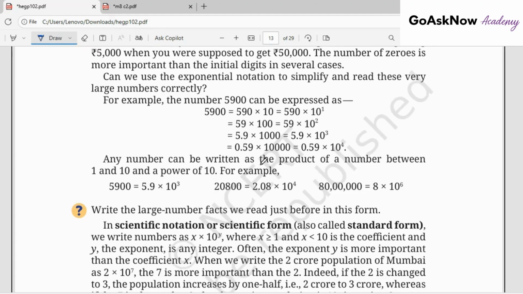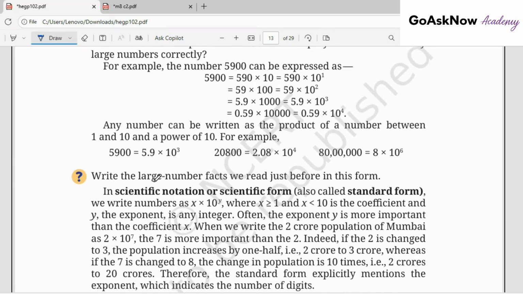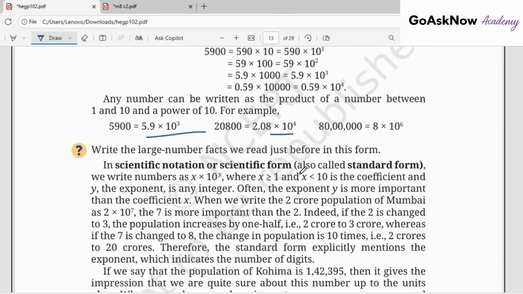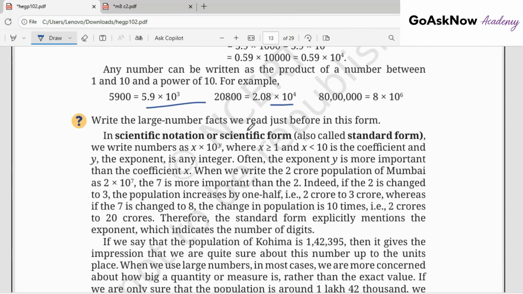Any number can be written as the product of a number between 1 and 10 and a power of 10. For example, 5,900 is equal to 5.9 into 10 power 3. 20,800 is equal to 2.08 into 10 power 4. Next, 80 lakhs is equal to 8 into 10 power 6. Write the large number facts we saw just before in this form.